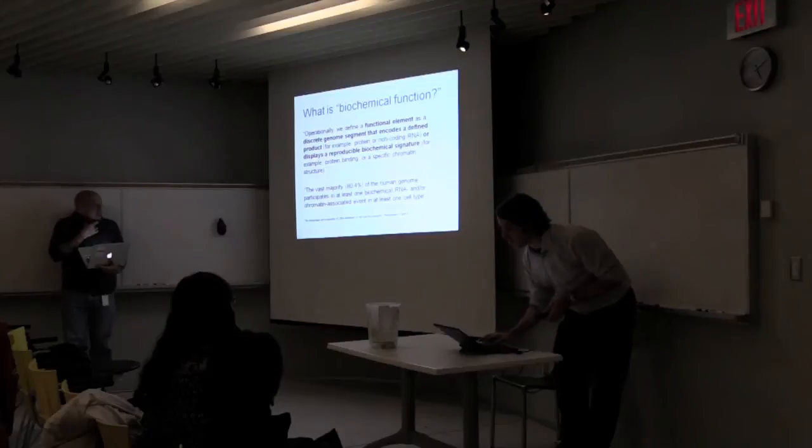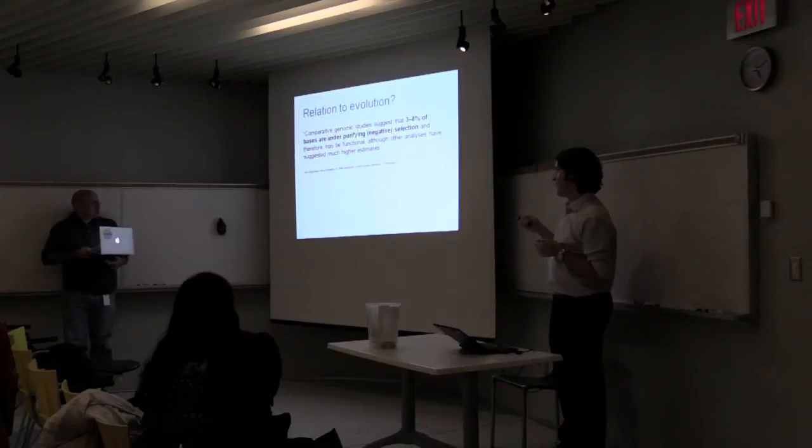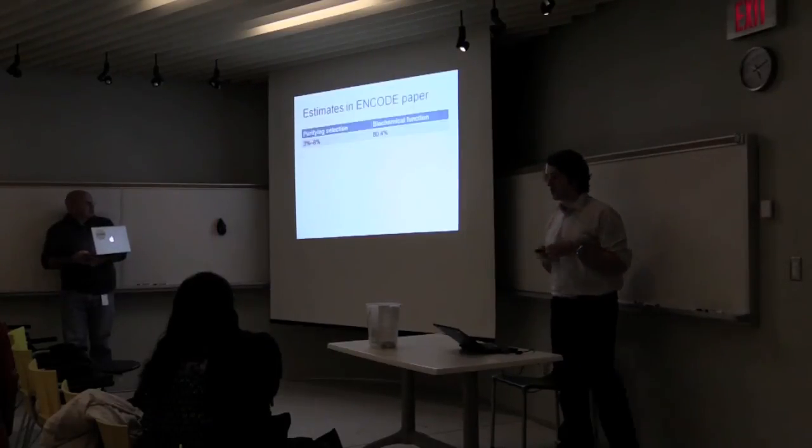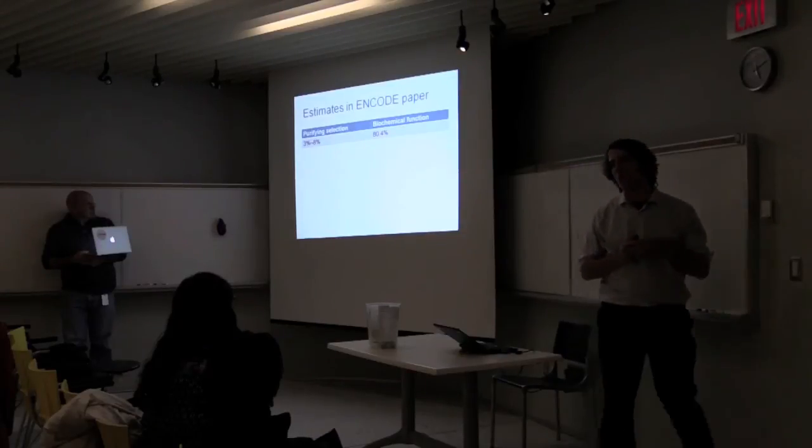And the paper was also very clear that this was not the same thing as looking at function from an evolutionary selection point of view. For areas under purifying selection, the paper estimates 3 to 8%, while for biochemical function they estimate 80.4%.